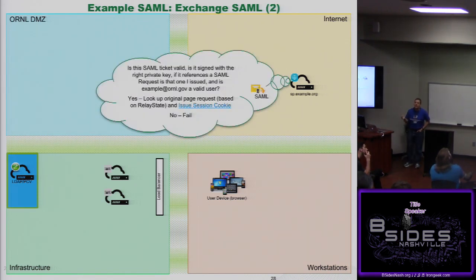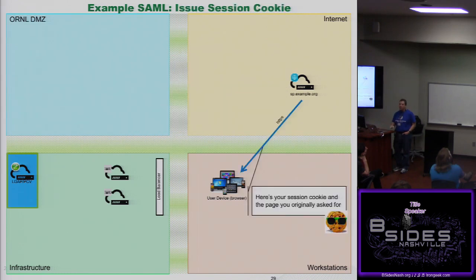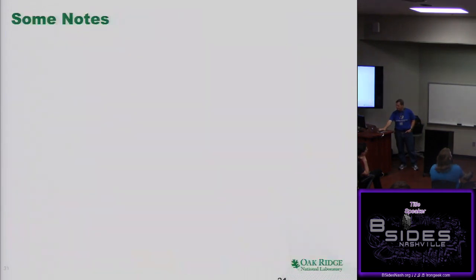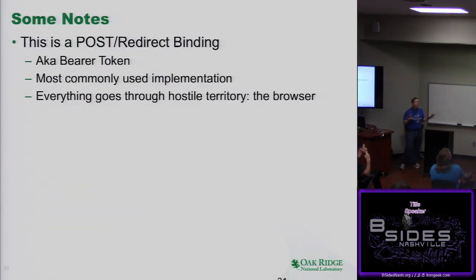The service provider then needs to take a look at all of that information and say, is this a valid SAML token? Is this user somebody who should have access? And a bunch of other checks. If all of those checks pass, then it gives the user a session cookie for talking to it. And then the user can move on and do what needs to happen. So some notes about this. Number one, there are multiple different ways of doing SAML. What I'm talking about here is what's called a POST or redirect binding, also called a bearer token. This is the most commonly used method of doing SAML, and potentially the least secure, but okay. Those two things often go together.